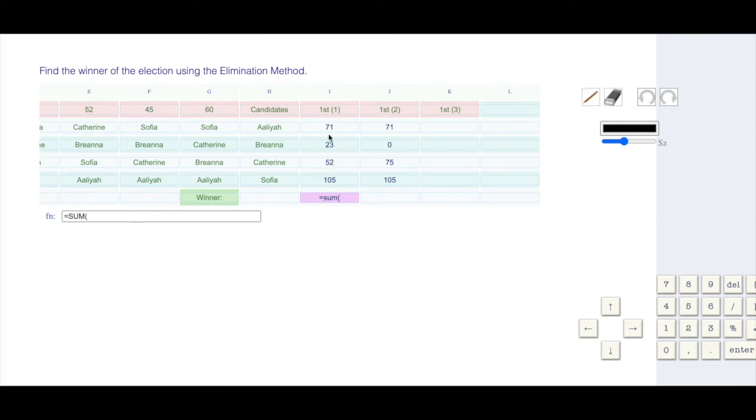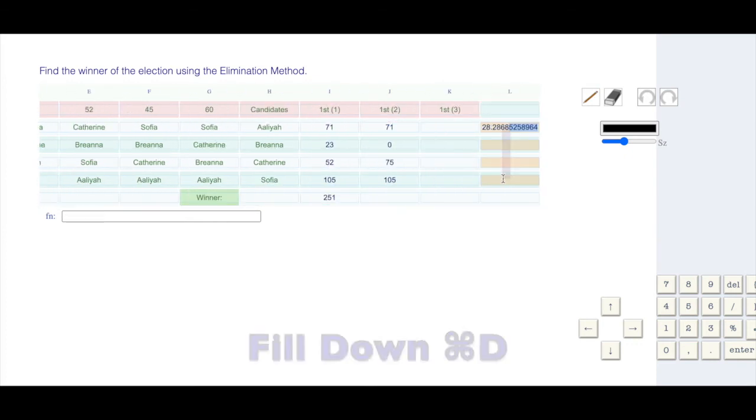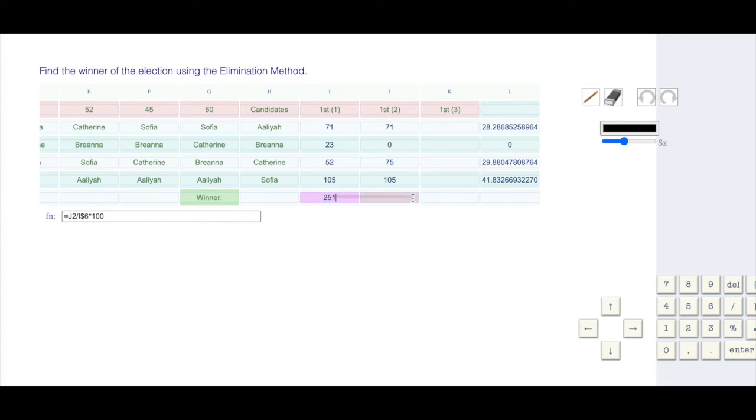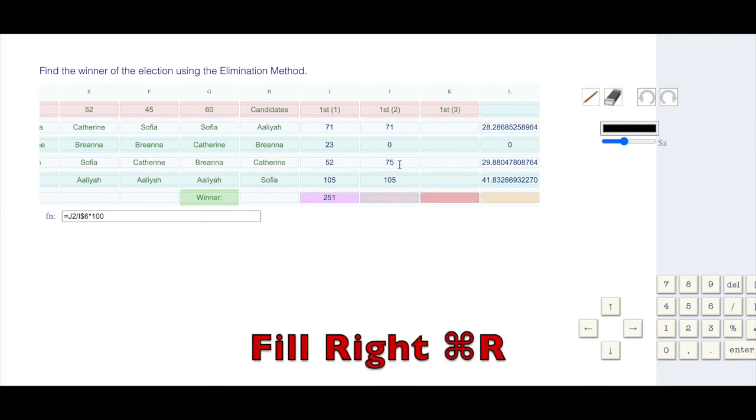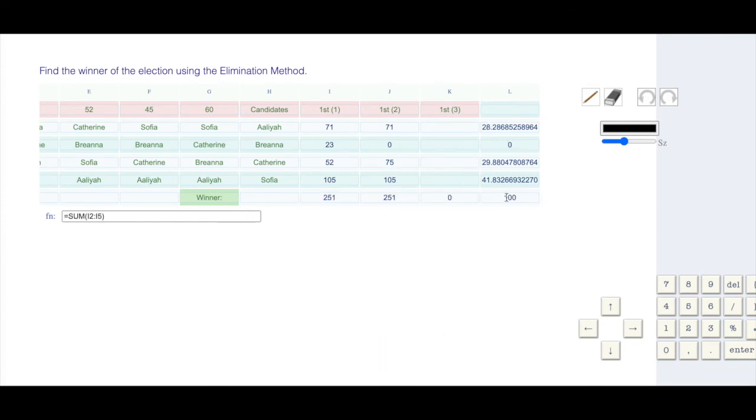The sum of all votes is 251. Half of 251 is 125.5. So no one has over 125.5. We could easily just say 71 divided by 251. Lock horizontally onto the 251 in cell I6, times 100. And fill that down. And here I'm just going to fill the sum of the column across like that. So we can see that this all adds up to 100% as we'd expect, but nobody has over 50%.